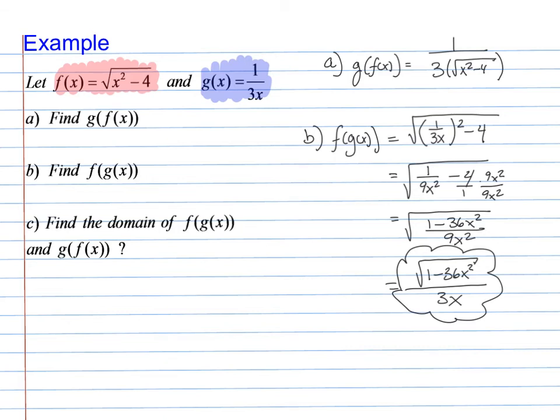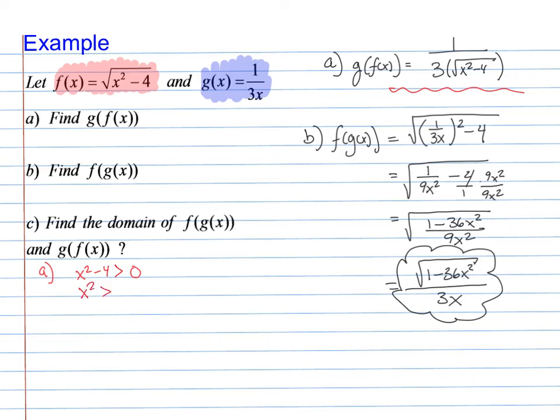C is asking us for the domain of f of g of x and g of f of x. So for our first function, our A, if we look at our function, which was this up here, we just need to look at our denominator, and we really need to look at what's inside of our square root. So that means we are looking at x squared minus 4 greater than or equal to 0. Oh wait, it cannot be equal to 0. So let's erase that and just make it greater than, because it's in the denominator of our fraction. So we cannot divide by 0.